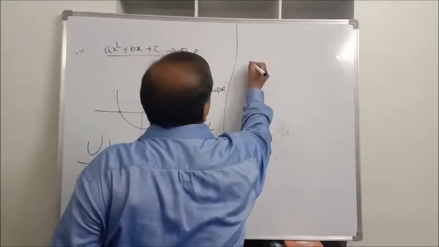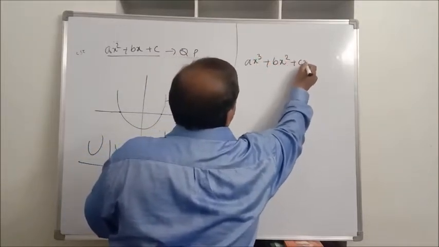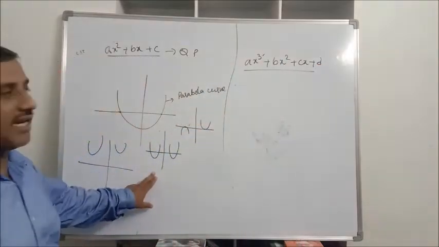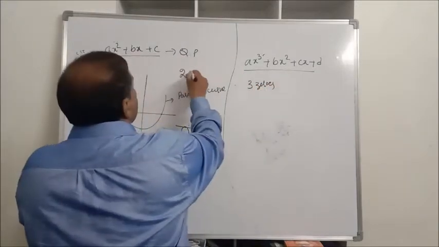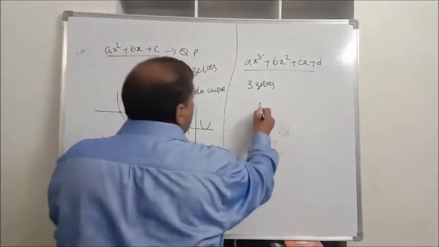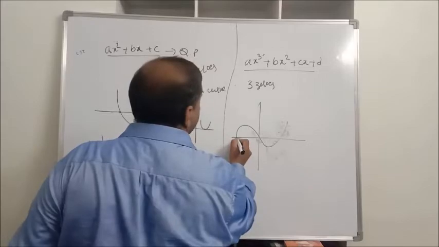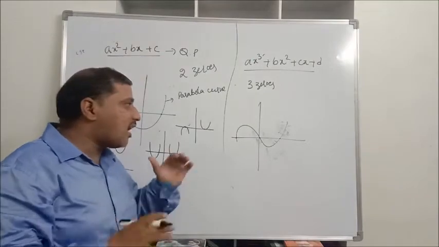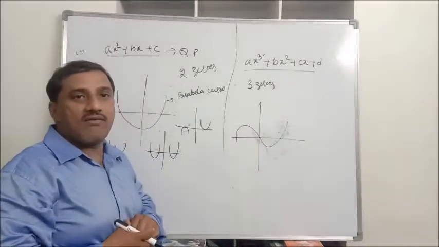The general form of a cubic polynomial is ax cube plus bx square plus cx plus d. Here what is the highest power? It is 3. So how many zeros will be there? 3 zeros at most. For a quadratic, 2 zeros at most. For a linear polynomial, only 1 zero at most. If you draw the graph of a cubic polynomial, it may look like this, intersecting at 3 places, the x-axis and the graph.